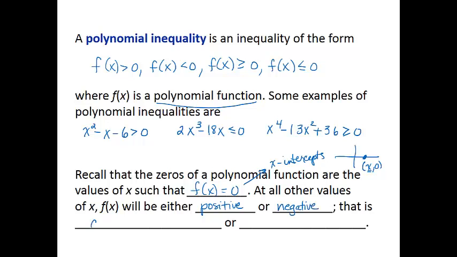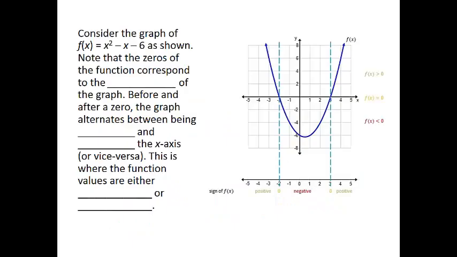That is greater than 0 or less than 0. Does that make sense? Because a number can be only one of three things. It can either be a positive number, 0, or negative. And so if we know where it's equal to 0, at every other value of x, that function value will be positive or negative. And we can see this graphically.